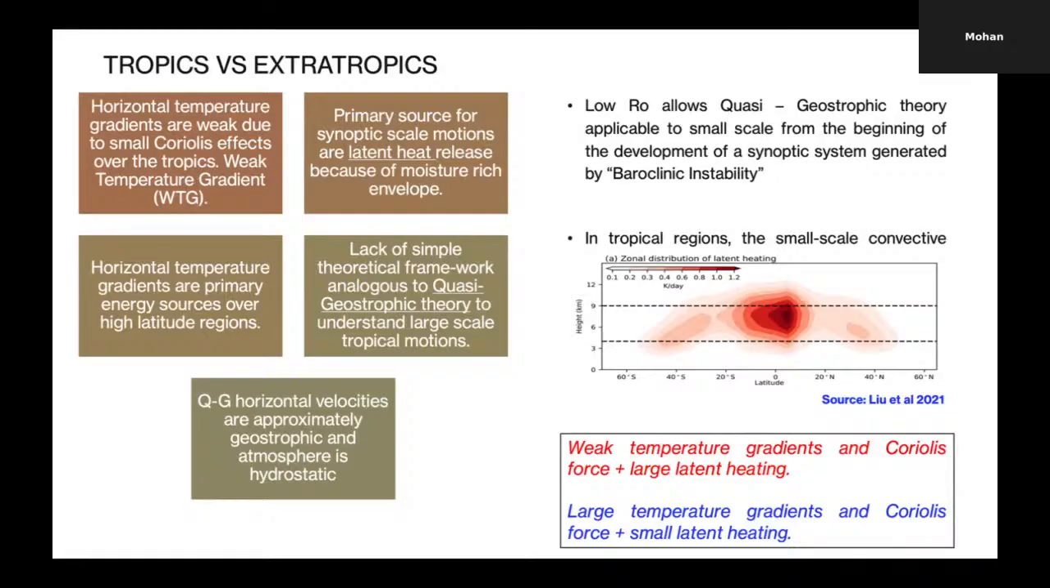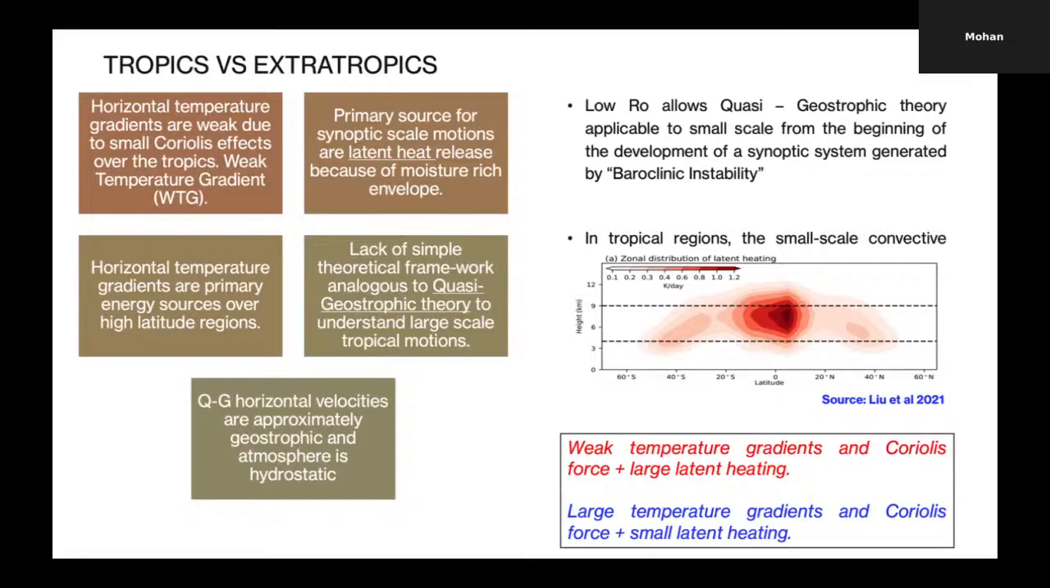The other thing that is different between tropics and extratropics is that the temperature gradients in the tropical regions are very weak, because incoming solar radiation is concentrated only between 20 degrees south and 20 degrees north. It doesn't go beyond that. So your gradients are very weak, and your large latent heating is there. Like I said, in the vertical distribution you see very large latent heating, and the Coriolis force is very low.